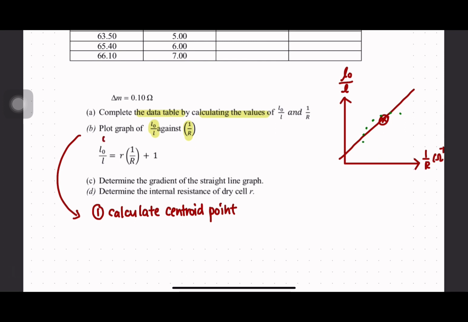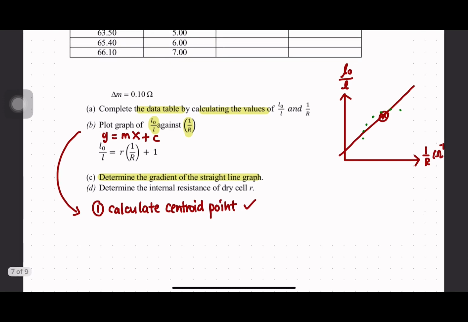Alright, and then you compare with the equation of a straight line graph, y equals mx plus c. Okay? As long as the intercept is near positive, it is acceptable. Then we will get the gradient. Okay, it asks you to calculate the gradient. Determine the gradient of the straight line graph. After you have calculated the centroid point and got the best fit line, find the gradient of the graph.